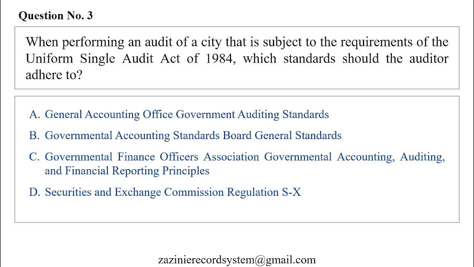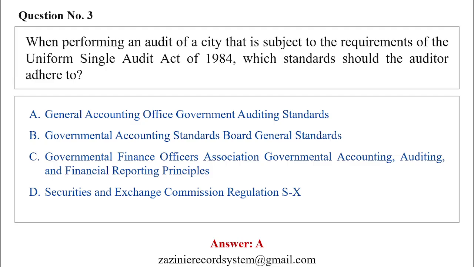Correct answer is letter A. Explanation. Letter A is correct because a Single Audit Act engagement specifically calls for adherence to the government auditing standards issued by the General Accounting Office, commonly known as the Yellow Book. The other 3 options name real organizations or standards, but none of them is the governing framework for this kind of audit.